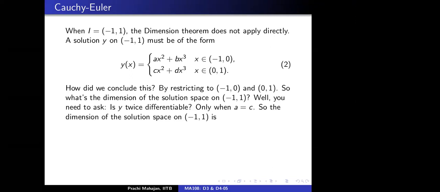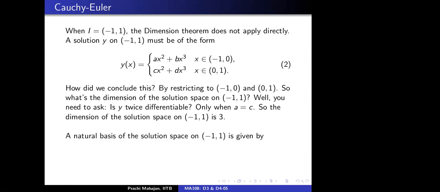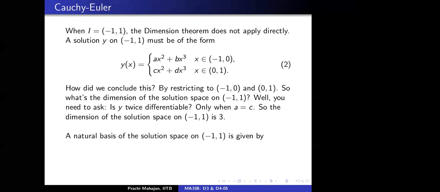I think it would be x square. Yes. And x cube on -1 to 0 and 0 on 0 to 1. And the third one will be x cube on 0 to 1 and 0 on -1 to 0. So I'll write something. What do you think about this?